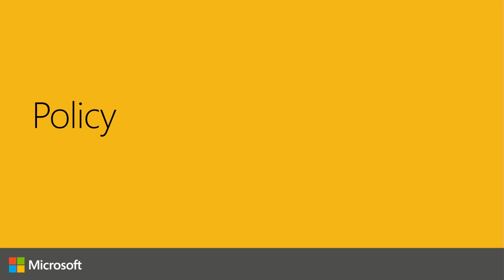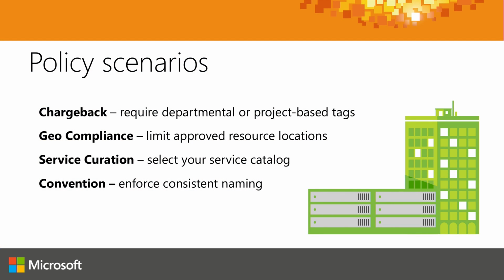Policy, the new hotness. So what are the use cases we are lighting up here? I mentioned the tagging scenario. So this is requiring tags, the presence of a tag or the contents of those tags. Geo-compliance, this is really, really useful. You might have legal or privacy restrictions on where your data actually lives.